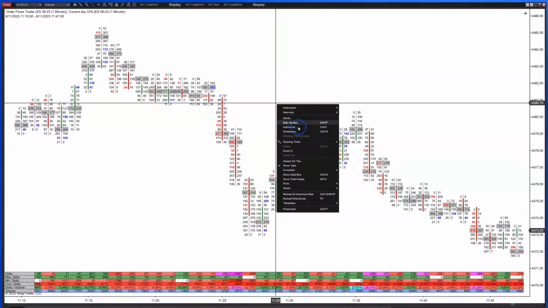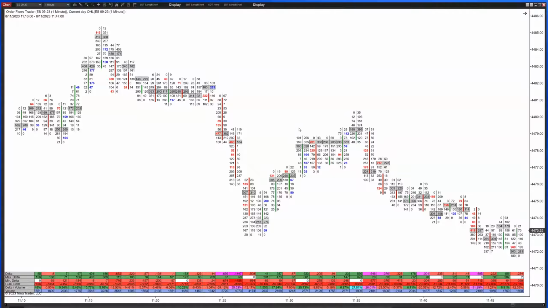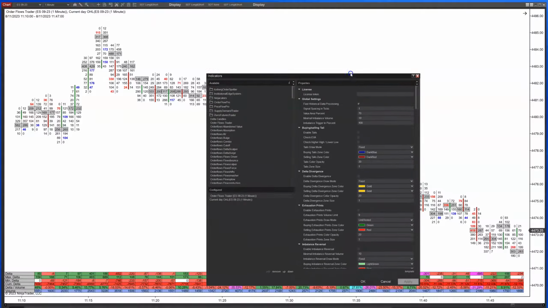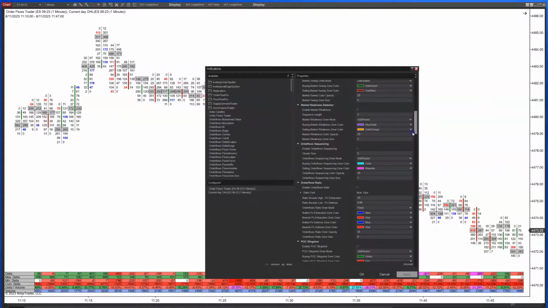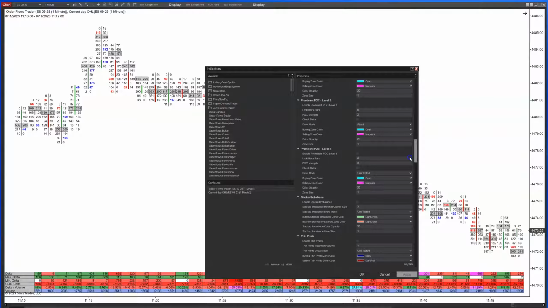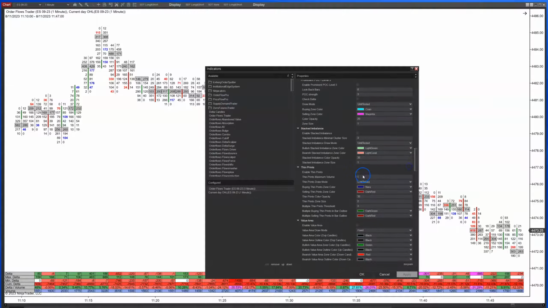So what we have programmed inside of the Orderflows Trader is a way to identify these thin prints in the bar. And not only that, but highlight them as well as draw zones out from them and identify even bars that have more than one thin print.